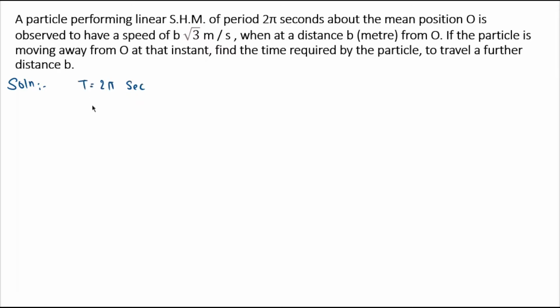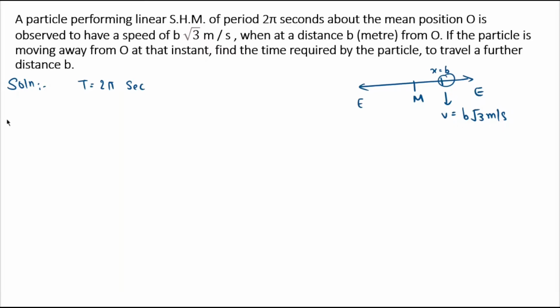T equal to 2π seconds, and they have said that suppose this particle is performing SHM and this is the mean position, these two are its extreme positions. So at distance x equal to b, the velocity v is given to us as b√3 meter per second. So we need to find out the time that is required for the particle to reach this point.